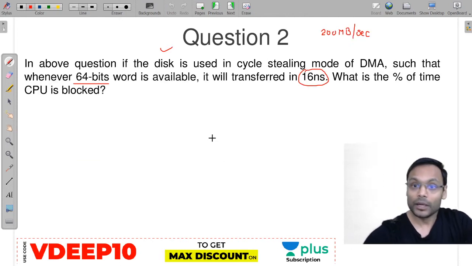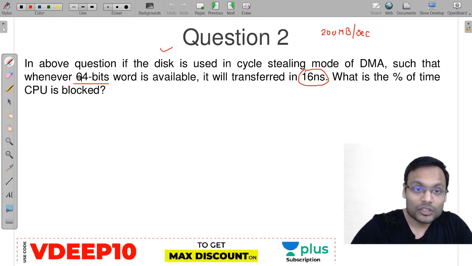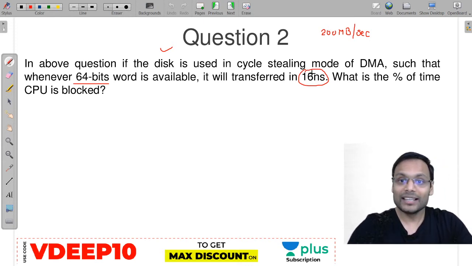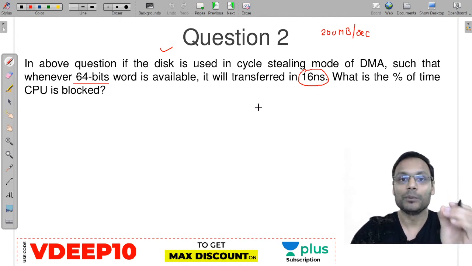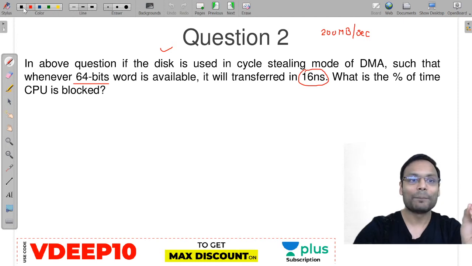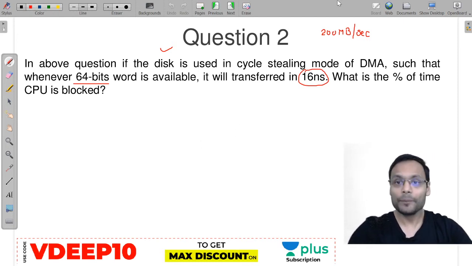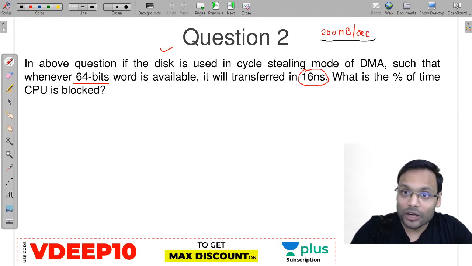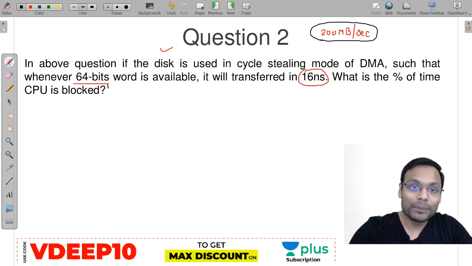Okay, now if that is the transfer rate to prepare this byte, 64 bits word, and then transfer it in 16 nanoseconds, how much percentage of time CPU is blocked? If you have solved the DMA questions before, well and good. If not, this is the speed or the transfer rate using which the disk will prepare the content. And content of how many bits?